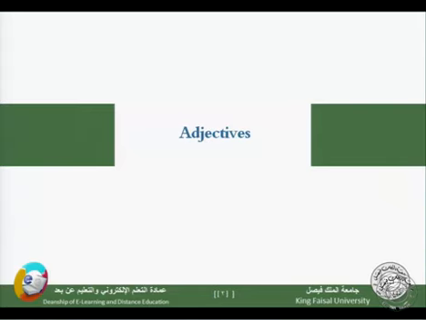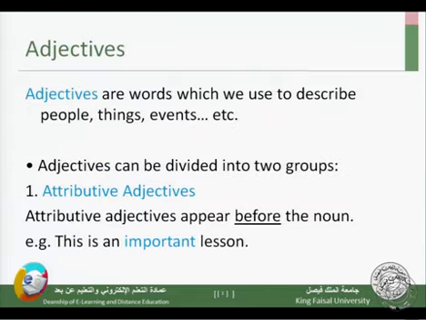In this lecture we will discuss adjectives and adjective phrases. So adjectives are words which we use to describe. They are words that give us quality. They are used to describe people, describe things, describe events, and so on. They can be divided into two groups, attributive and predicative.